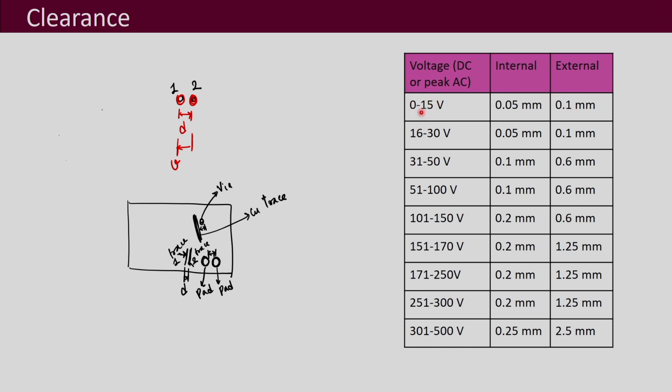So, from 0 to 15 volt how much should be the clearance, and 16 to 30 volt what should be the clearance. Like that this table is given, and you can note down from here, and you can check in your PCB whether you are following it or not.